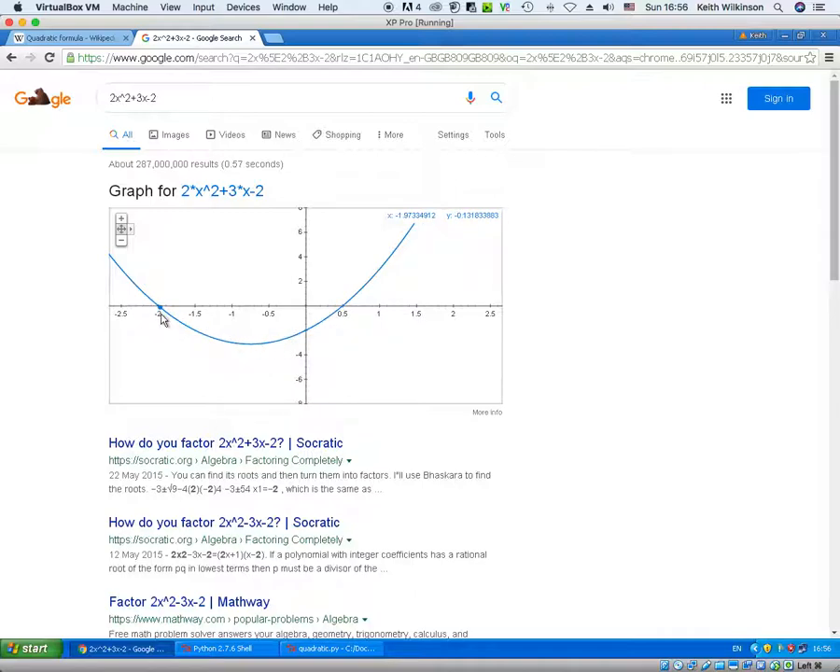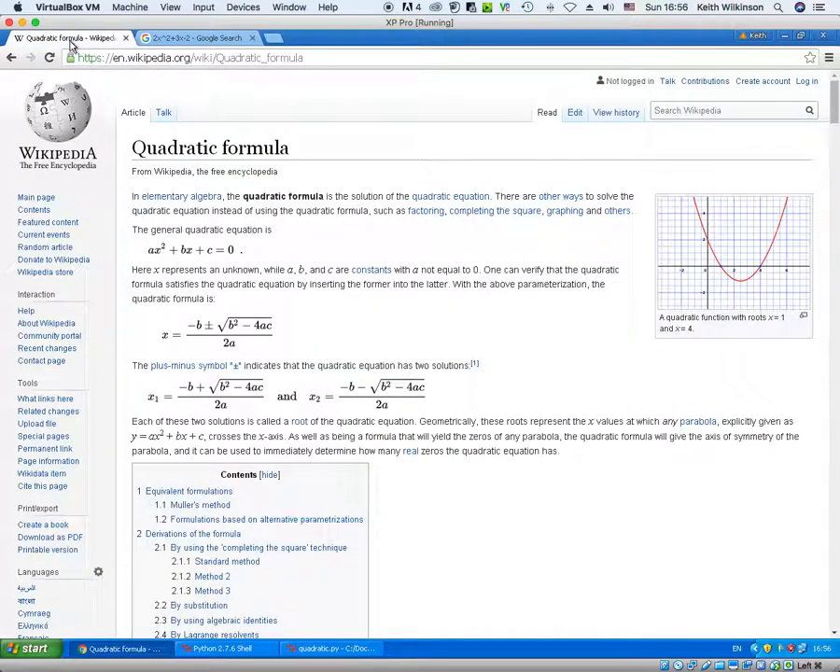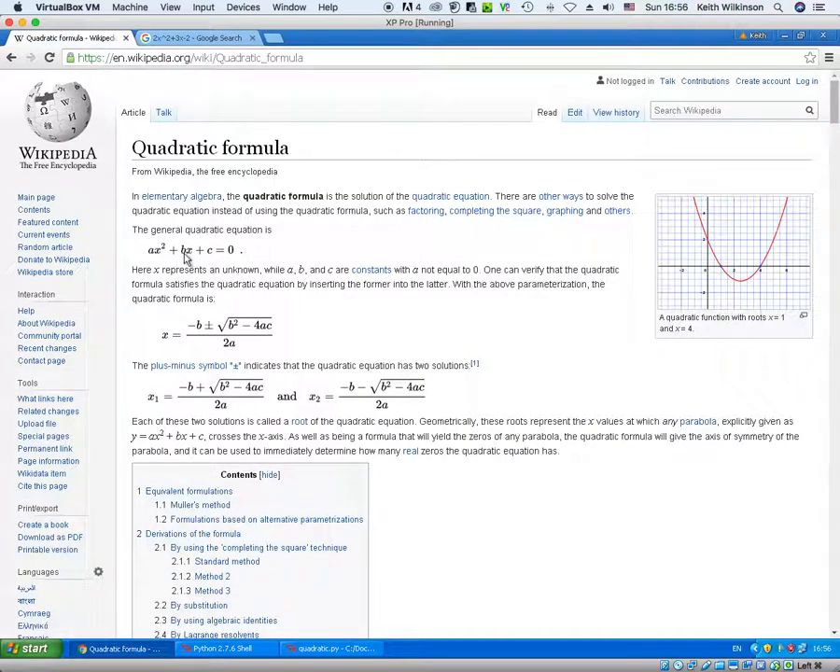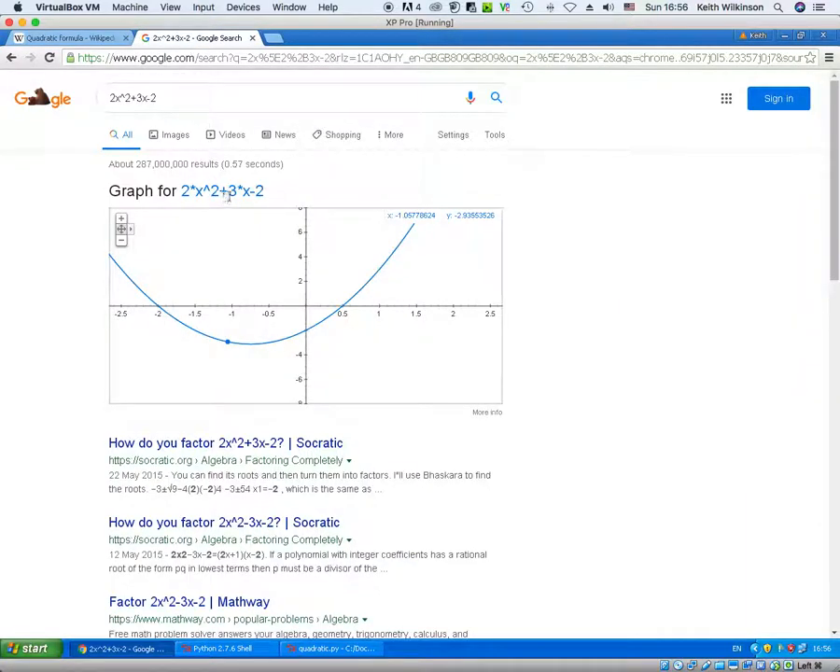But before I go there, I just want to nip back to this part where it says ax squared. Now in my equation here, the a is 2. So this is my x squared piece here, the a is 2. My b is 3. So the b part of my equation is 3, and finally the c part is just the number, minus 2. So that is my quadratic equation.